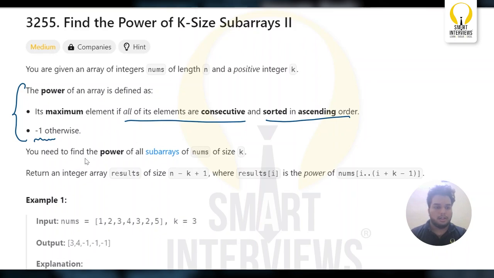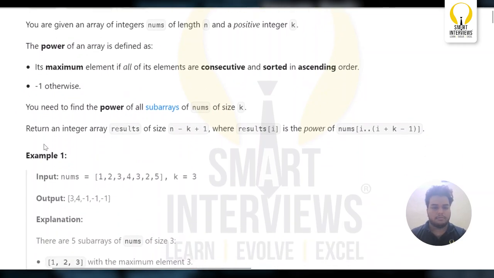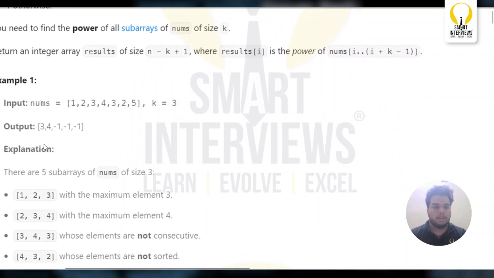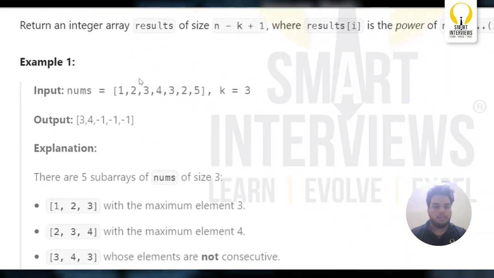Okay. So you need to find the power of all the subarrays of nums array of size k. So there will be n minus k plus 1 subarrays you need to return in the form of an array. Okay. So here, let's try to understand with an example. How many subarrays are possible? Here the size of the nums is 7 and the k value here is 3. So there will be 1, 2, 3, 4 and 5 subarrays possible.